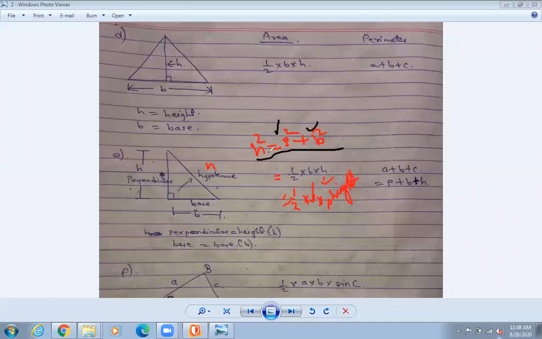If hypotenuse is given, we need to get perpendicular. Otherwise, we need to get base. We need both, P and B. Not H, we need P and B. So this thing you need to set in your mind.